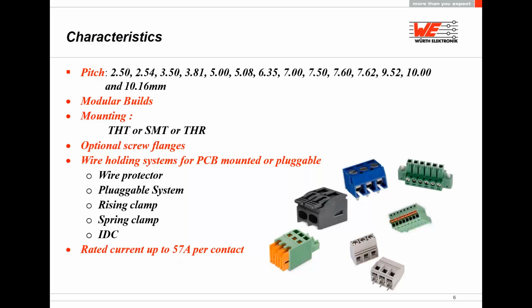Rated current up to 57 amps per contact. So if you want to use a terminal block with 2-3 amps, you can use that. If you're looking for high power applications and current up to 50 amps, we can supply that. Also, it can accept wire up to 8 wire gauge. This is very thick wire, which is excellent for industrial applications. That's why a lot of engineers use terminal blocks for industrial.